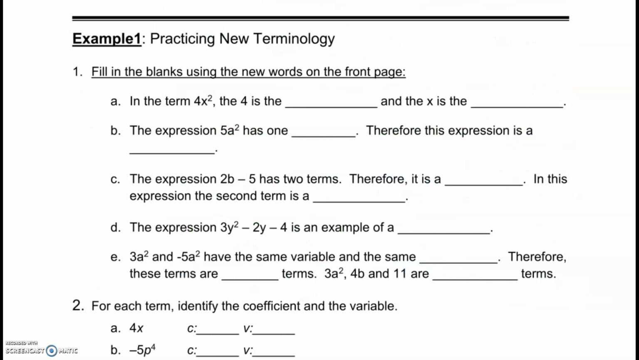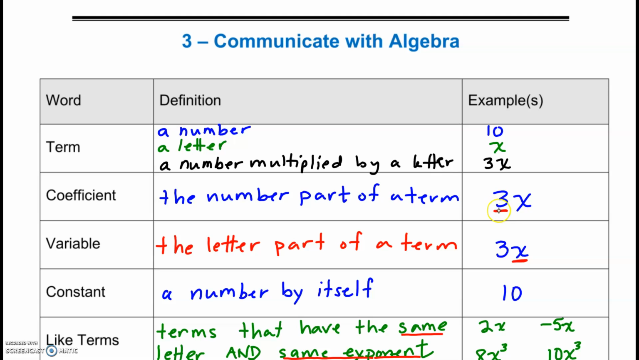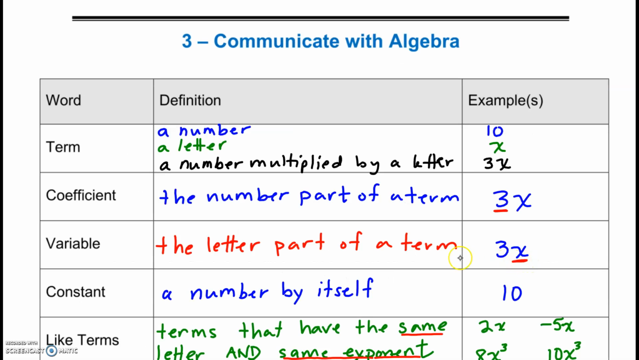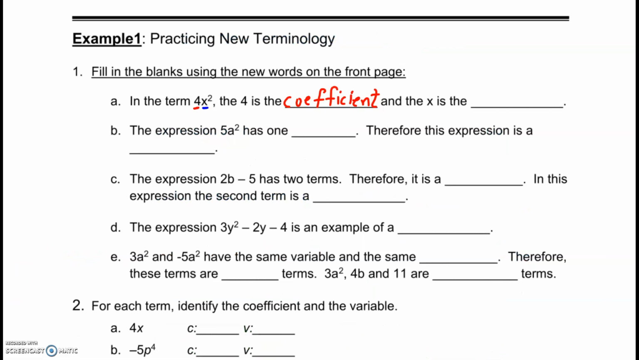So we're going to start by filling in the blanks here using the new words on the front page. It says in the term 4x squared, the 4 is, so if we remember, if I go back, the 4 is the number part of a term. So that's coefficient. So let's go ahead and we'll fill in the word coefficient. And the x is, so the x part right here, again, if we go back to look, the x part is known as the variable. So let's put that in.